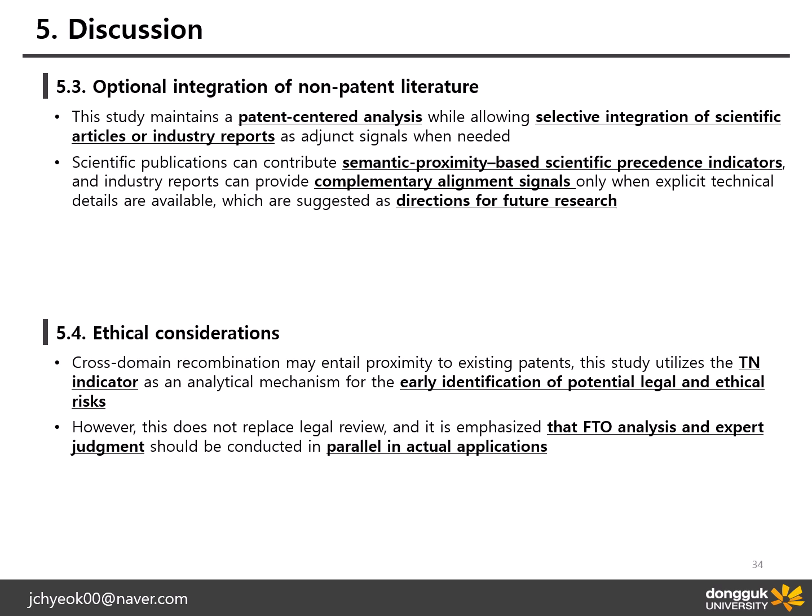In addition, recognizing that technological combinations may raise legal and ethical concerns, the technological novelty indicator is used as an analytical tool to identify potential risks at an early stage.